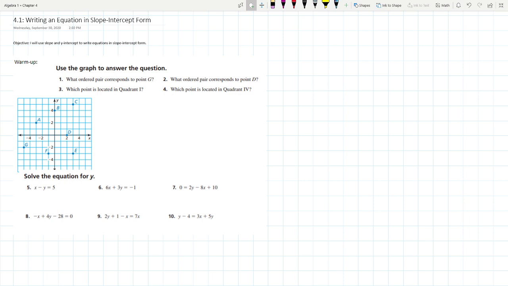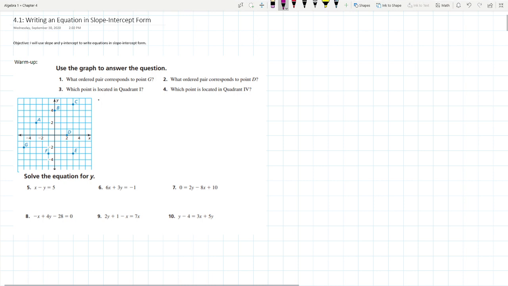Your objective today is you will use slope and y-intercept to write equations in slope-intercept form. For the warm-up, we have a couple things to do, numbers 1 through 10. If you have not done those yet, go ahead and pause this video and do those. We will be moving on.